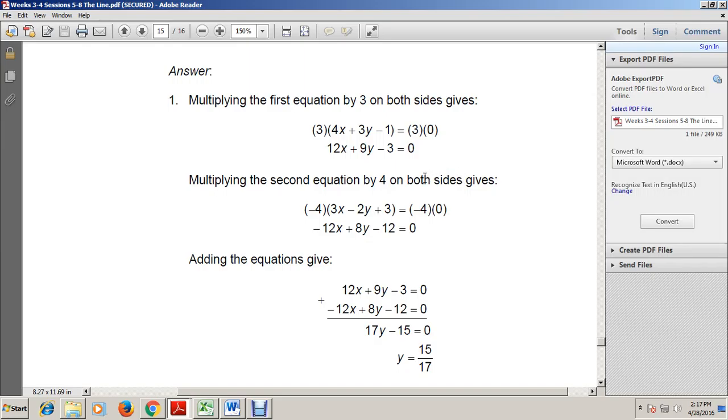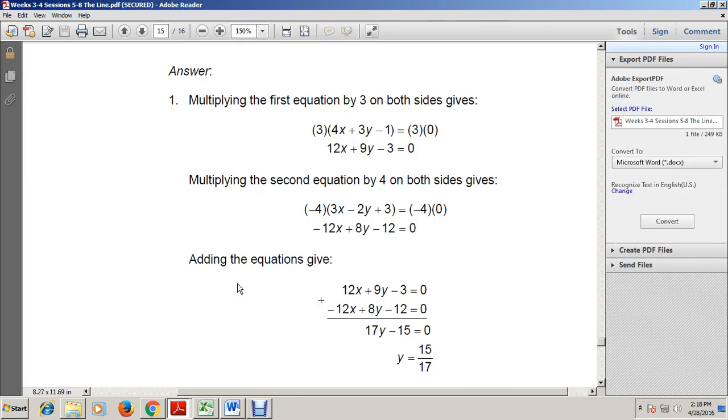What is the purpose of multiplying the first equation by 3, and what is the purpose of multiplying the second equation by negative 4? The overall idea here is elimination. If you can recall in your basic algebra, the process of solving linear equations using elimination, what you do is choose either x or y, the variable that you want to eliminate. And in order to do that, you have to make the coefficients of that variable equal.